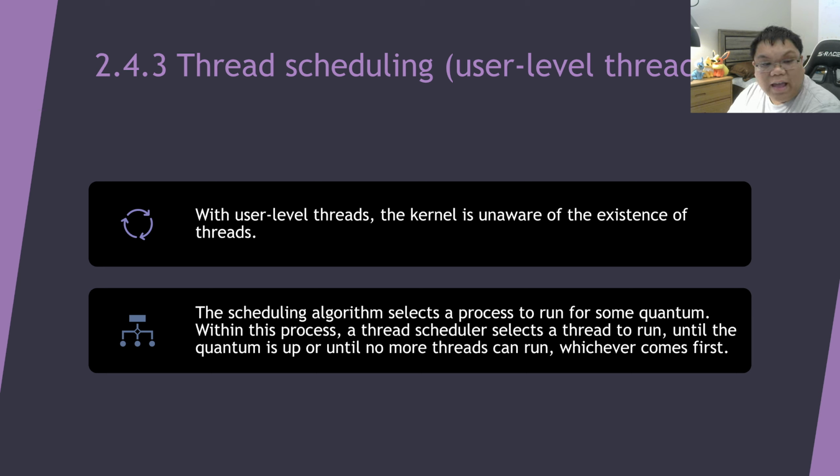The scheduling algorithm selects a process to run for some quantum. Within the process, there is a thread scheduler that selects a thread to run until the quantum is up or no more threads can run, whichever comes first.